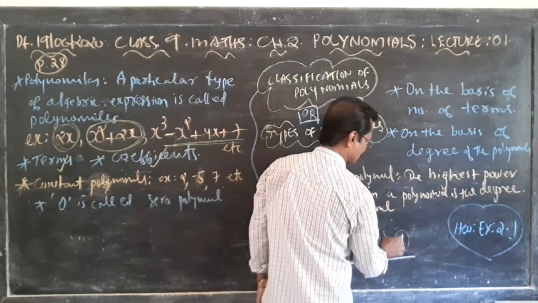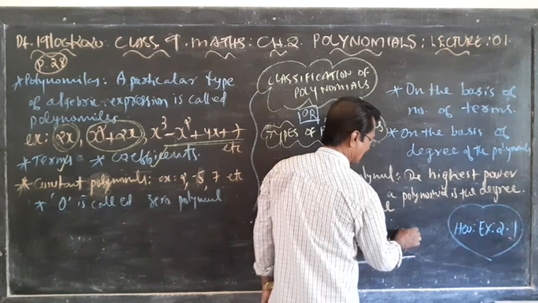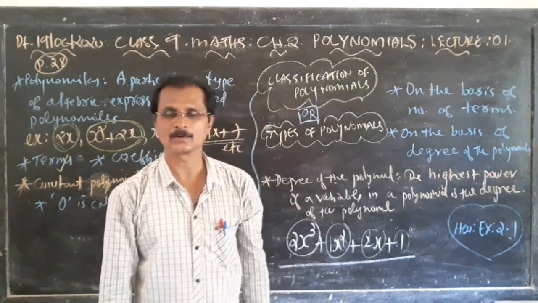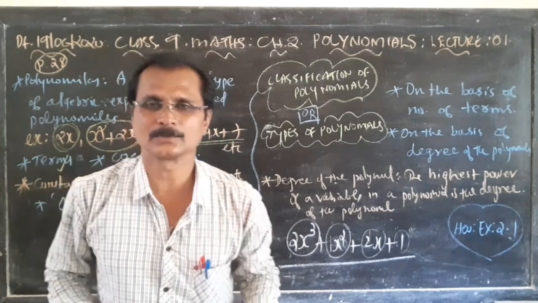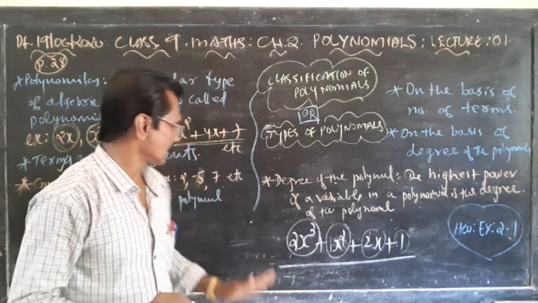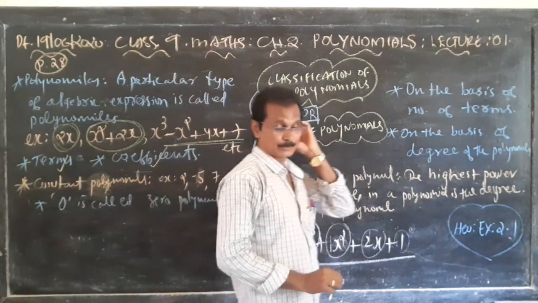And the last term is the constant term, and its power is 0. The constant term has the power 0. Clear? Now, what is the degree of the polynomial?